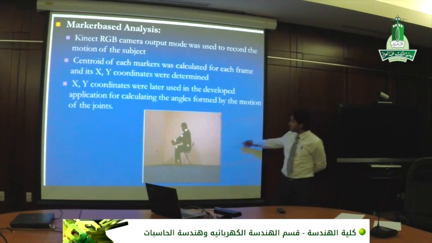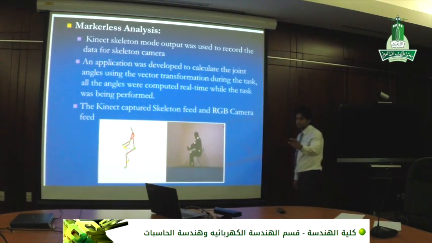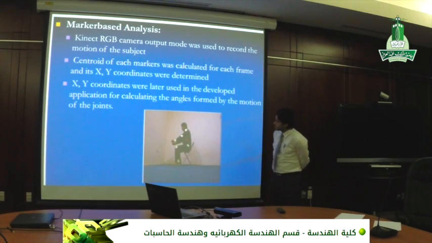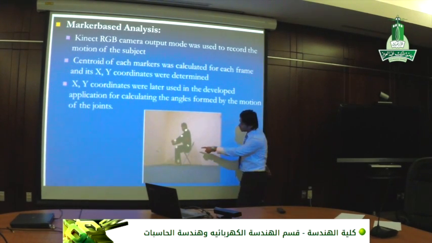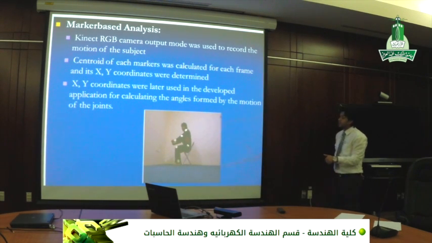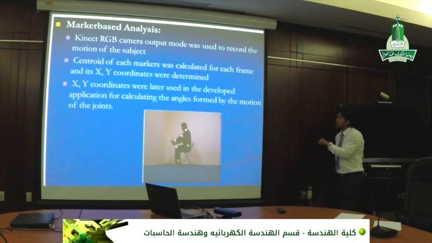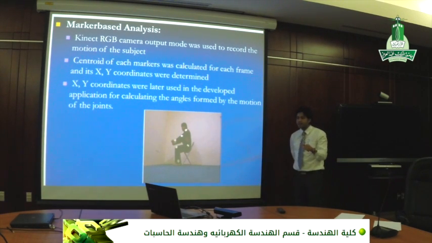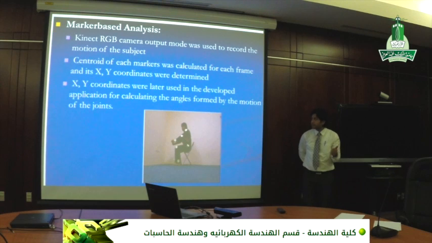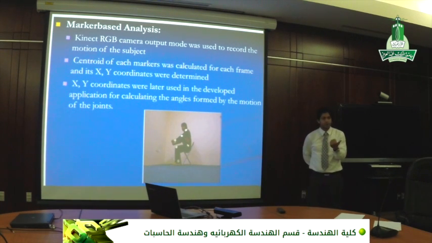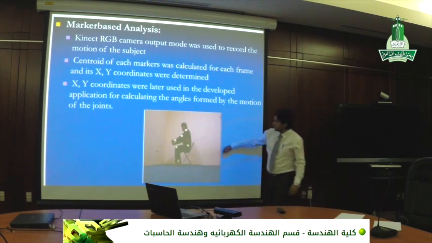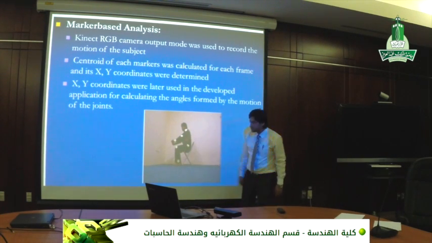This is how the marker-based setup looked. The circular patches were applied on the subject to serve as markers. The Kinect RGB camera output mode was used to record the motion of the subject. The centroid of each marker was calculated for each frame, and its x and y coordinates were determined. The x and y coordinates were later used in the developed application for calculating the angles formed between the joints.